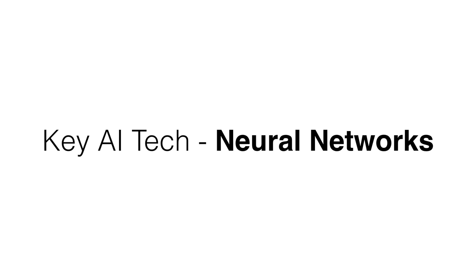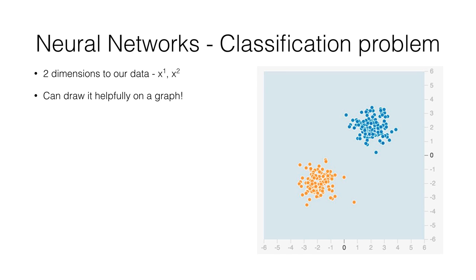Now let's have a look at some key AI technologies. And by key AI technologies, I really mean neural networks. There are lots of other interesting things going on, but neural networks are responsible for a lot of the important technology we're going to be looking at today. To explain neural networks, we're going to start with a classifying problem.